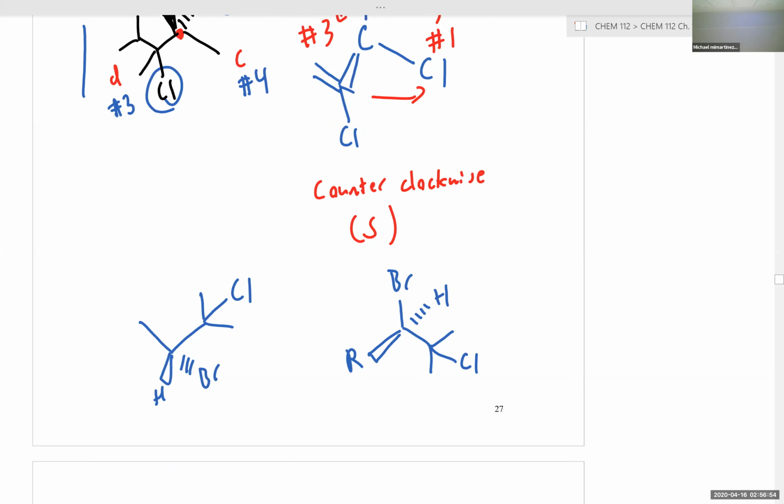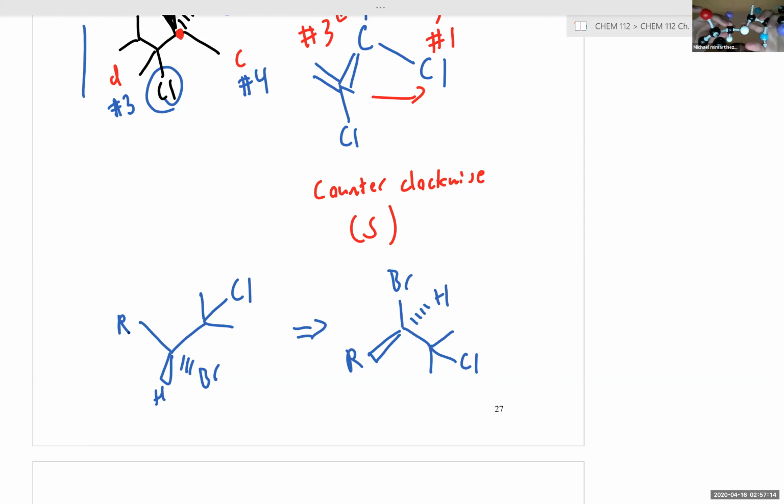Does everyone understand, after viewing that model rotation, how we obtained the following structure after rotation, how we rotated our molecule? Does everyone understand that rotation? Let me show it to you one more time.